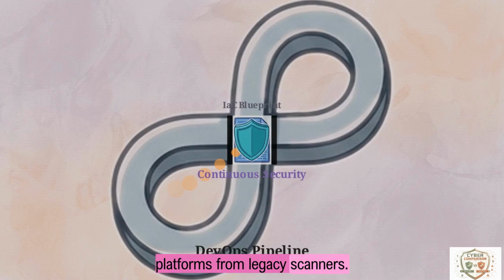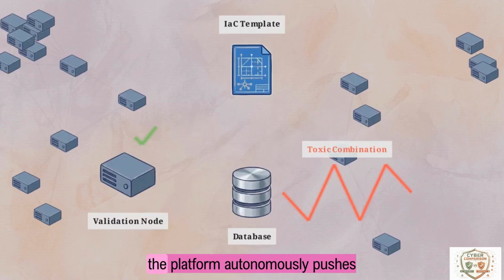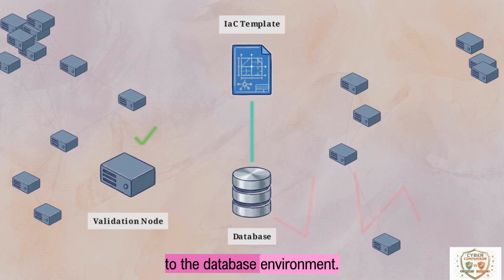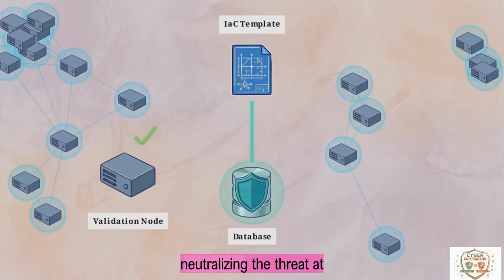With validation passed, the platform autonomously pushes the updated configuration to the source code repository. The repository then pushes a secure update to the database environment. Fixing the root template completely severs the attack path, neutralizing the threat at the source.